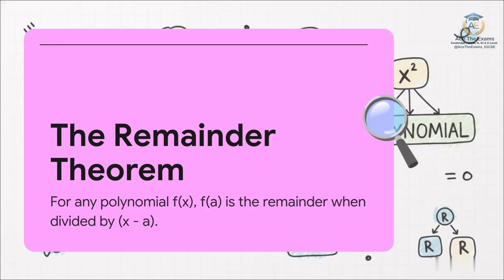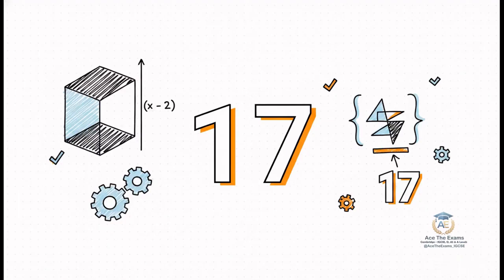The remainder theorem lets you substitute a into your polynomial to instantly find the exact leftover without doing a single line of actual division. It is the ultimate time saver. Take a complex cubic divided by x minus 2. You just calculate f of 2, and boom, the remainder is exactly 17. 2 lines of working. Maximum marks.